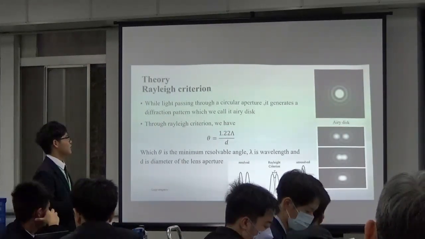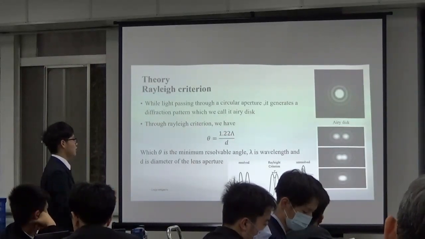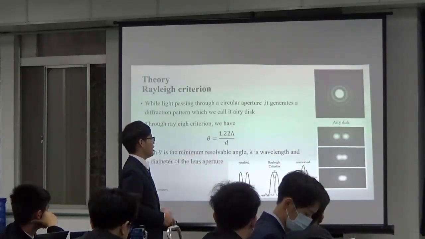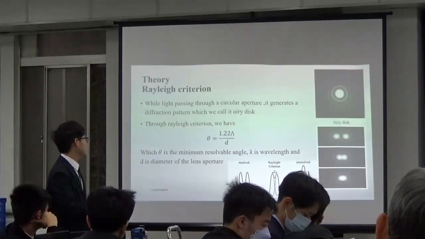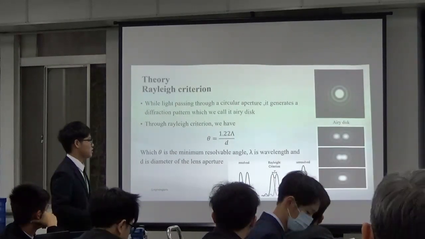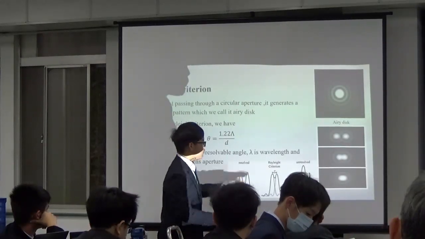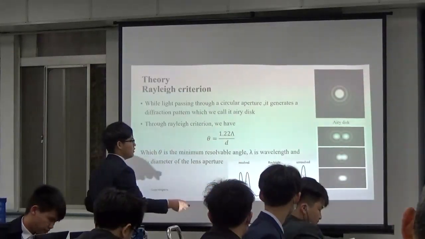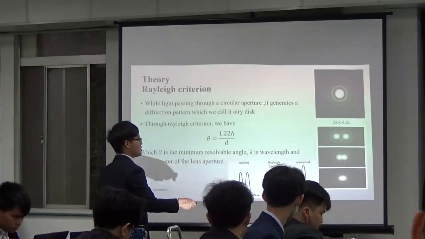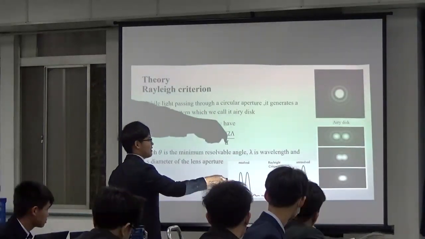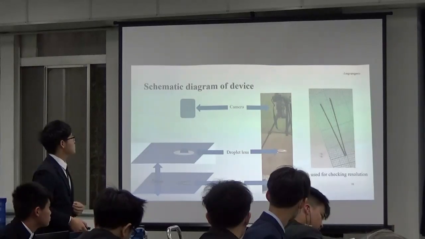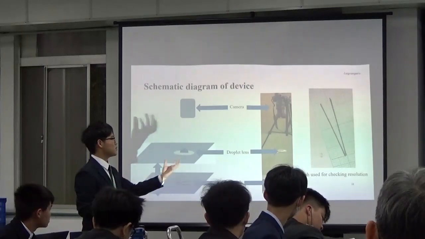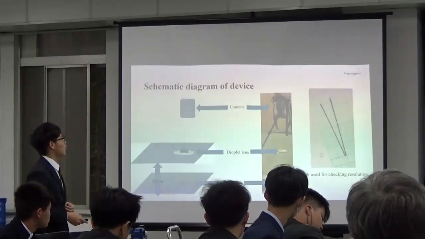And through the Rayleigh criterion, we have this formula, in which theta is the minimum resolvable angle, lambda is the wavelength, and d is the diameter of the lens aperture. So, when we are observing two objects, this is what we want to see. It is the Rayleigh criterion, and it is just resolved at this point. So this is a schematic diagram of our box. We use this graph to check the resolution with the Rayleigh criterion.